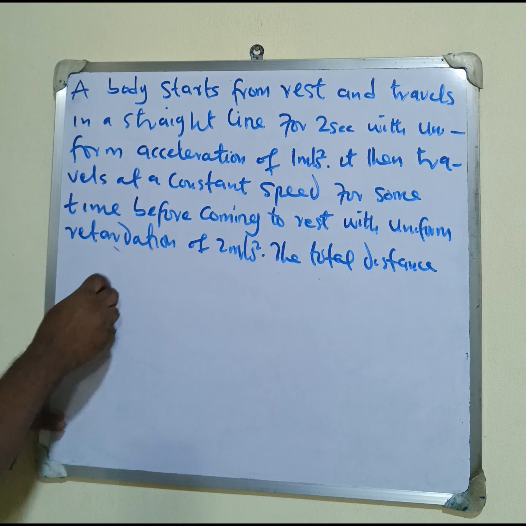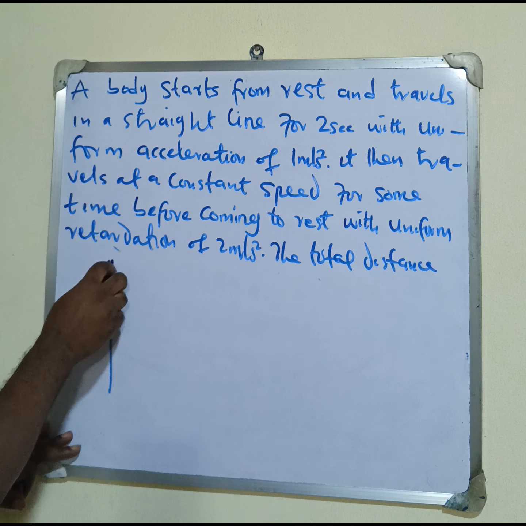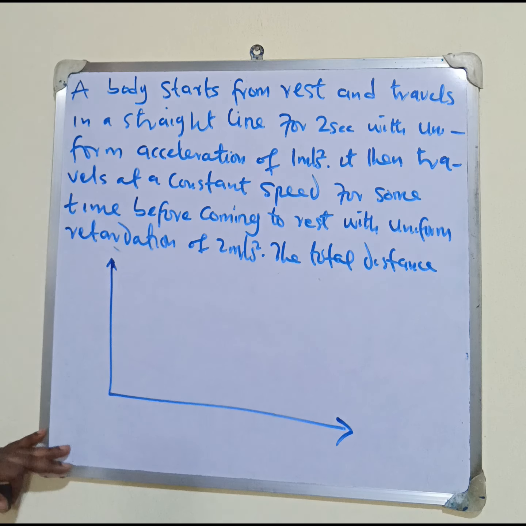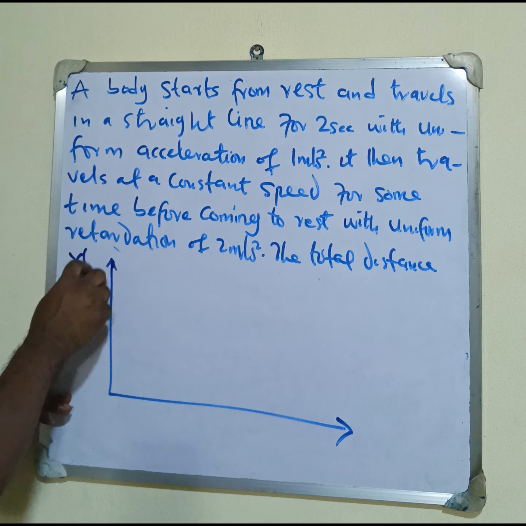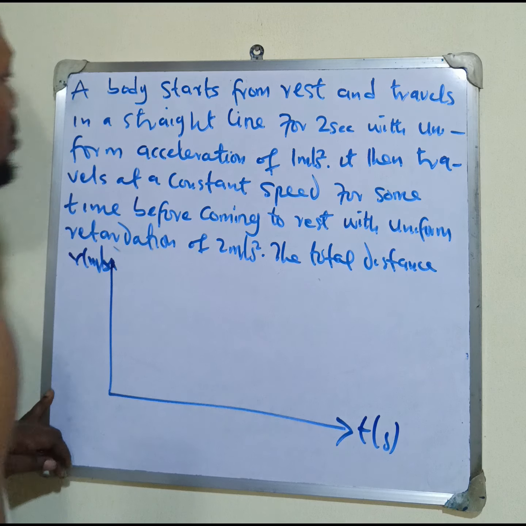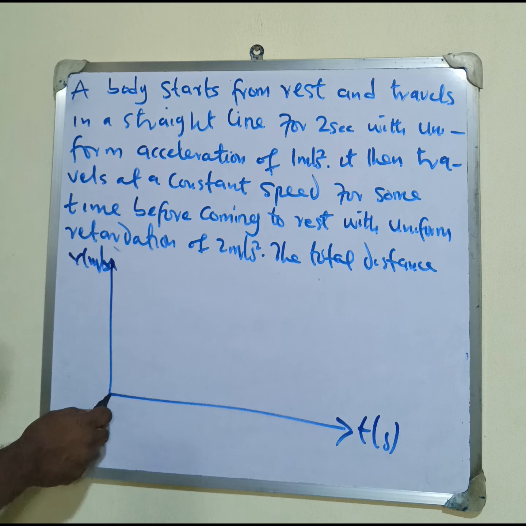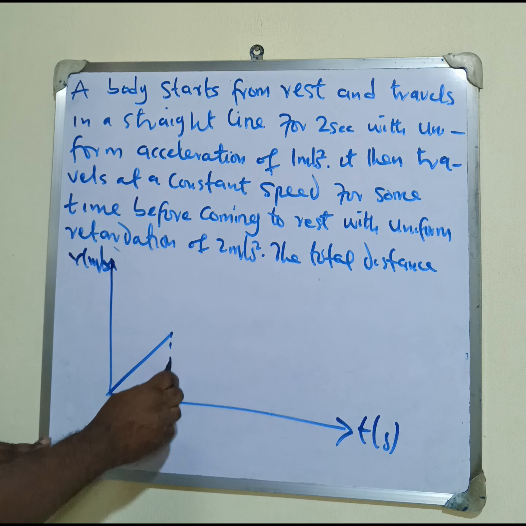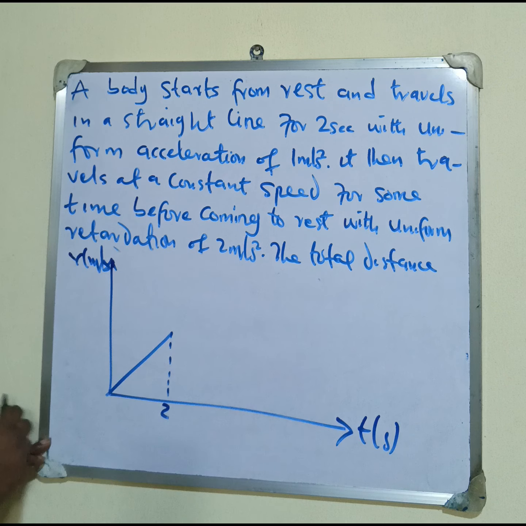Then the velocity will be on the vertical axis and the time taken will be on the horizontal axis. The velocity in meter per second, you have it here. The time taken in seconds. So you start. The body starts from rest and travels in a straight line for 2 seconds with uniform acceleration. This is what we call uniform acceleration for 2 seconds. Then you break it down and put the 2 seconds here.